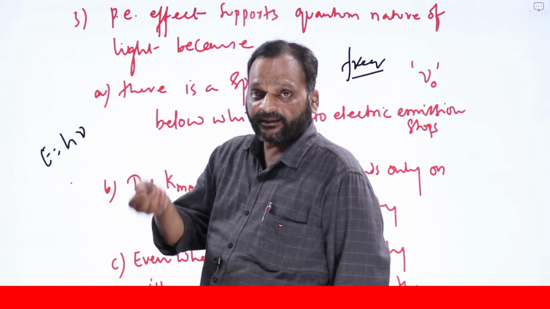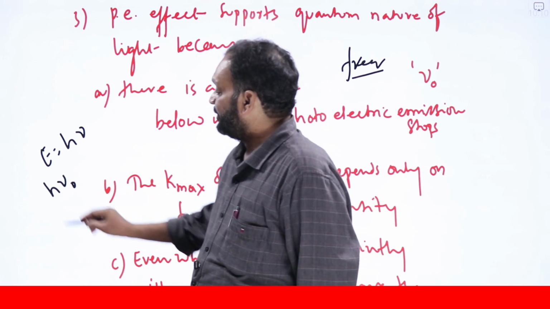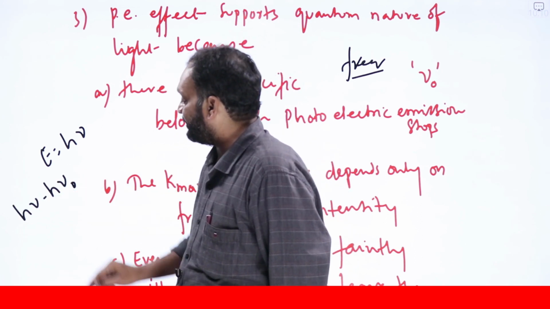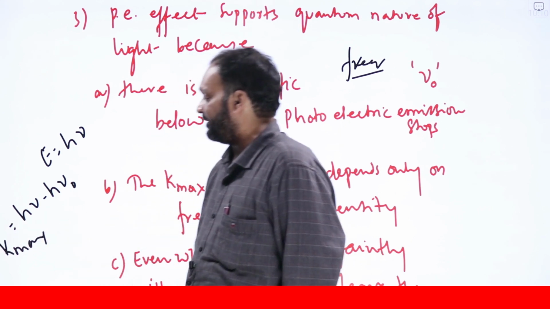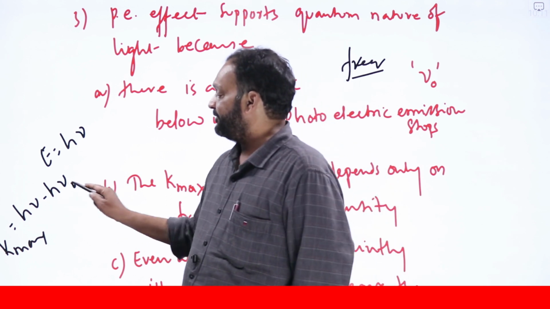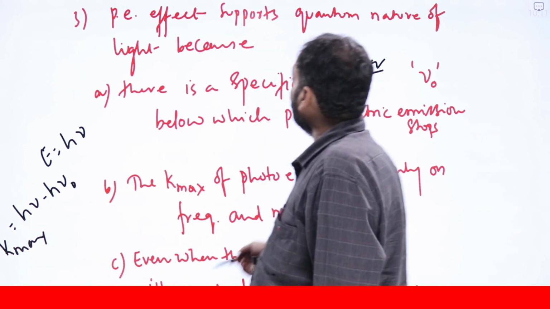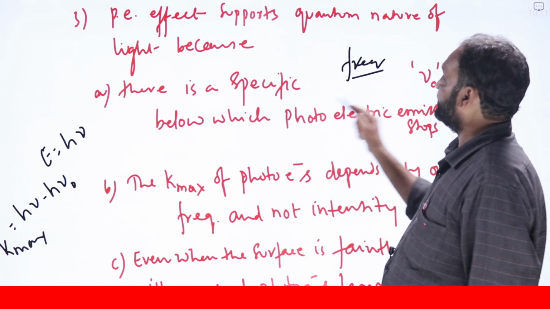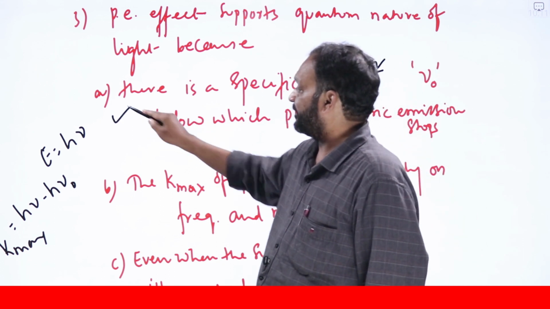The binding energy of the electron inside the metallic surface, the work function, is written as h nu naught. So h nu minus h nu naught will give you the maximum kinetic energy of photoelectrons. Unless nu is equal to nu naught or nu greater than nu naught, photoelectric emission cannot occur. So there is a specific frequency nu naught below which photoelectric emission stops. This option is a correct option.